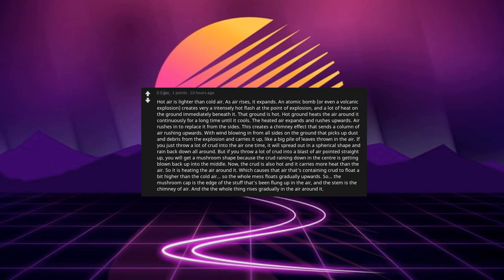The heated air expands and rushes upwards. Air rushes in to replace it from the sides. This creates a chimney effect that sends a column of air rushing upwards. With wind blowing in from all sides on the ground, that picks up dust and debris from the explosion and carries it up, like a big pile of leaves thrown in the air.